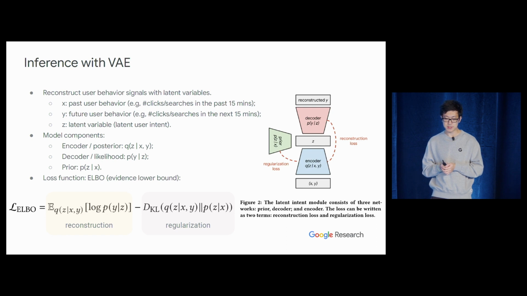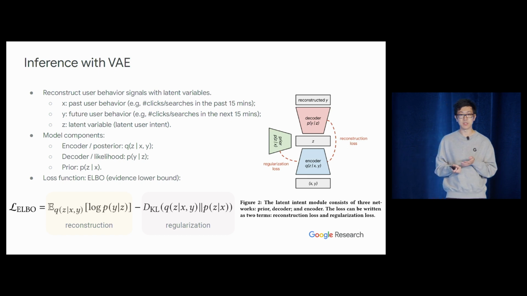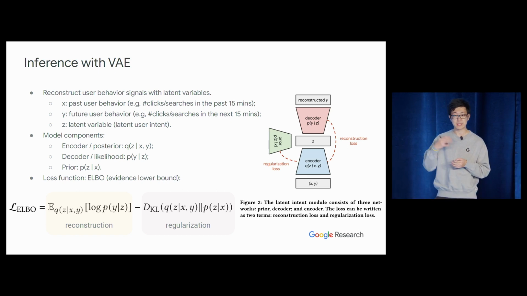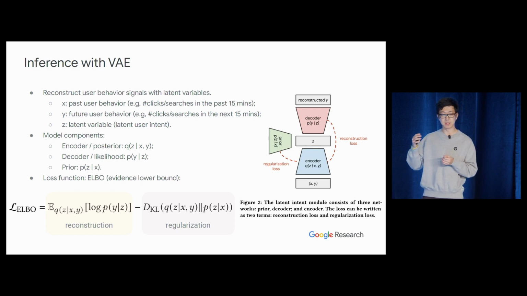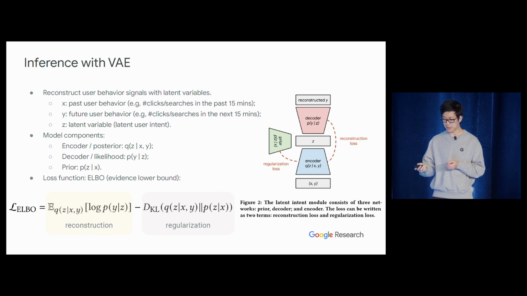So putting these 2 terms together, that's essentially the loss function for the conditional VAE or latent user intent module. The loss function is also called ELBO, that is the evidence lower bound. You can show that this evidence lower bound is actually a lower bound of the conditional log likelihood that we want to maximize. So essentially, we are maximizing the lower bound of the true conditional log likelihood. Yeah, so if you're familiar with the VAE literature, this is essentially the same as the conditional VAE model.